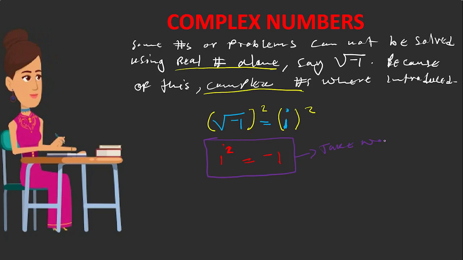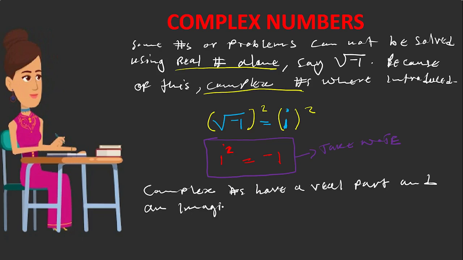As we deal with complex numbers, in most cases we are going to be using this particular formula. So in other words, complex numbers have a real part and an imaginary part. Let me write that: complex numbers have a real part and an imaginary part.